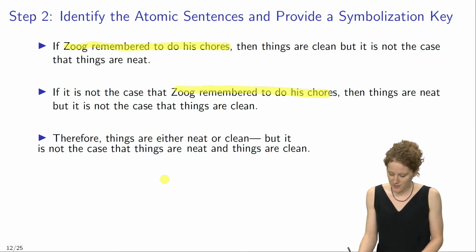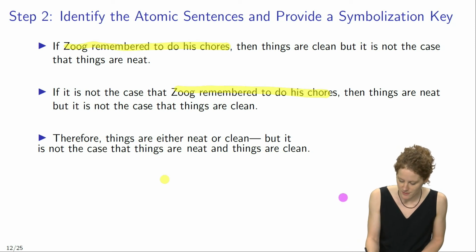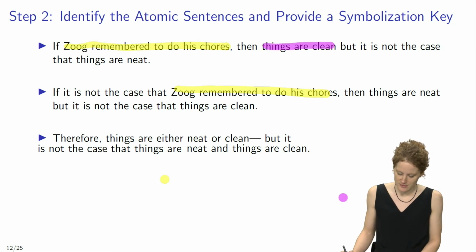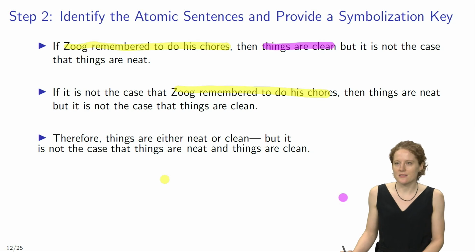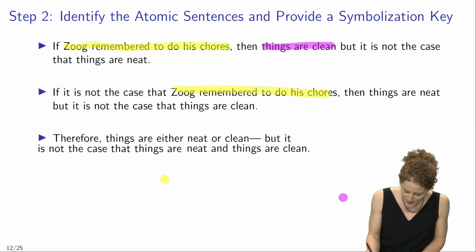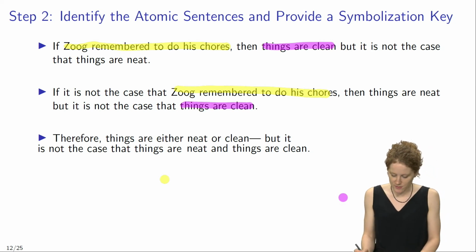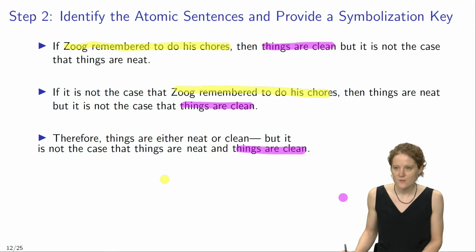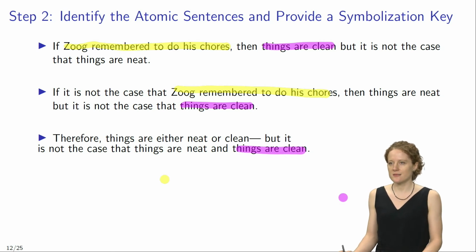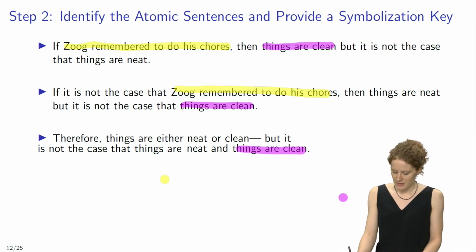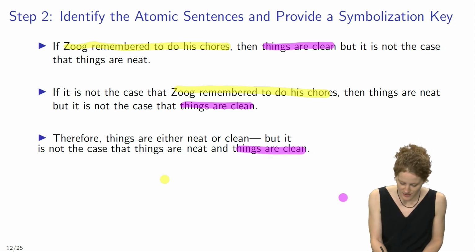Now, the second atomic sentence that I notice is, things are clean. And that sentence as well appears a couple times. So it also appears in the second premise, things are clean, and it appears in the conclusion, things are clean. 3 occurrences of that atomic sentence. And then the third atomic sentence that I notice is, things are neat.